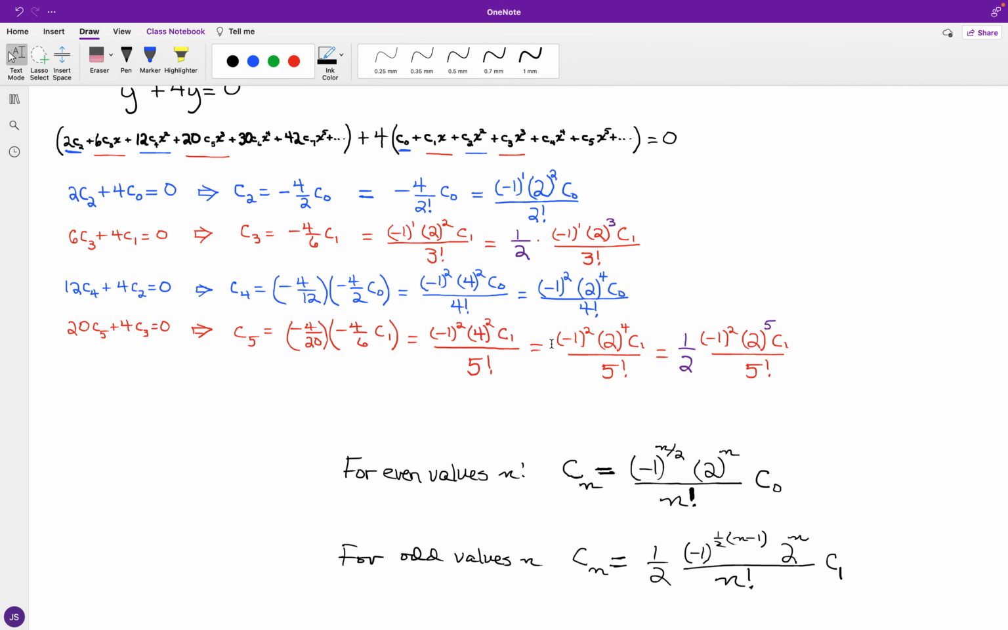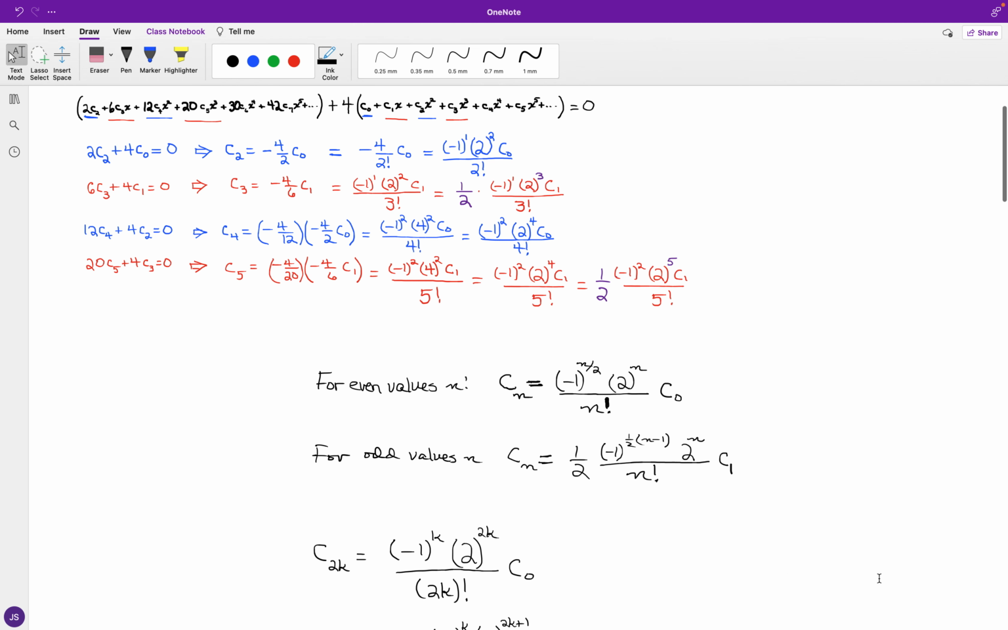For the even values of n, you have c sub n is equal to negative 1 raised to the n halves times 2 raised to the n all over n factorial times c naught. And for odd values of n, notice we have the 1/2 jutting out. And we have negative 1 raised to the 1/2 of the quantity n minus 1 times 2 to the n all over n factorial, then times c sub 1.